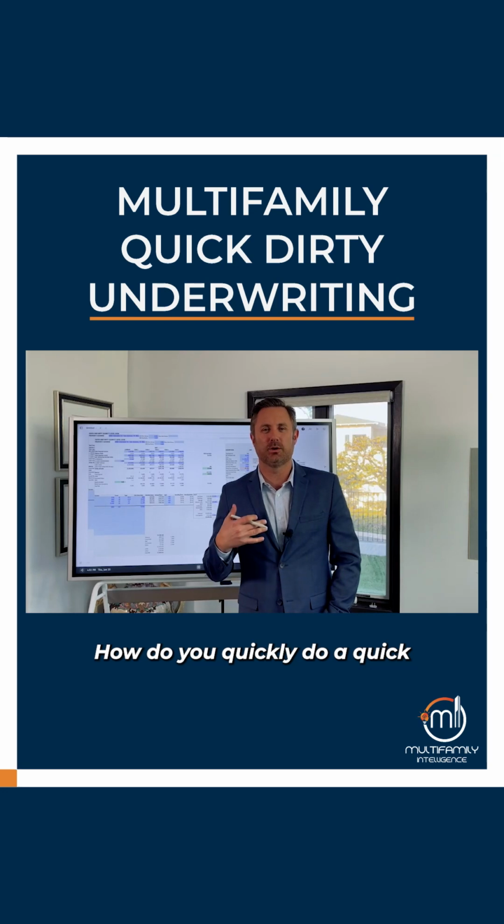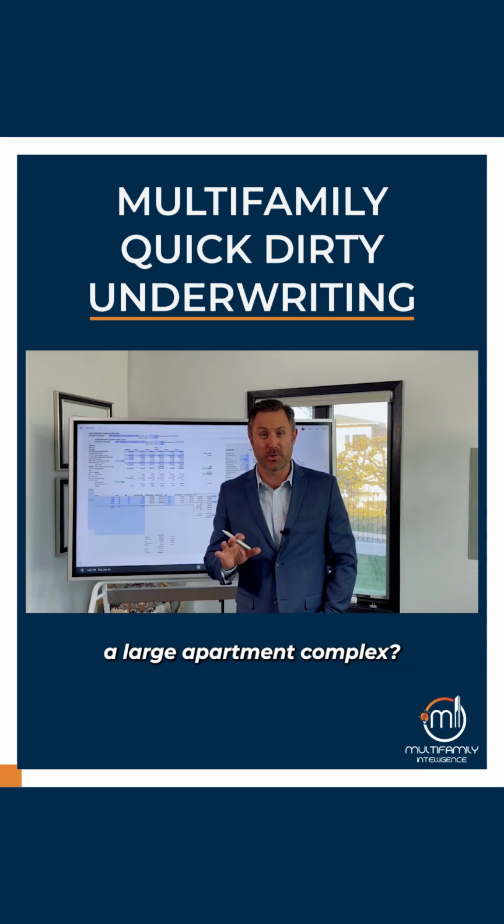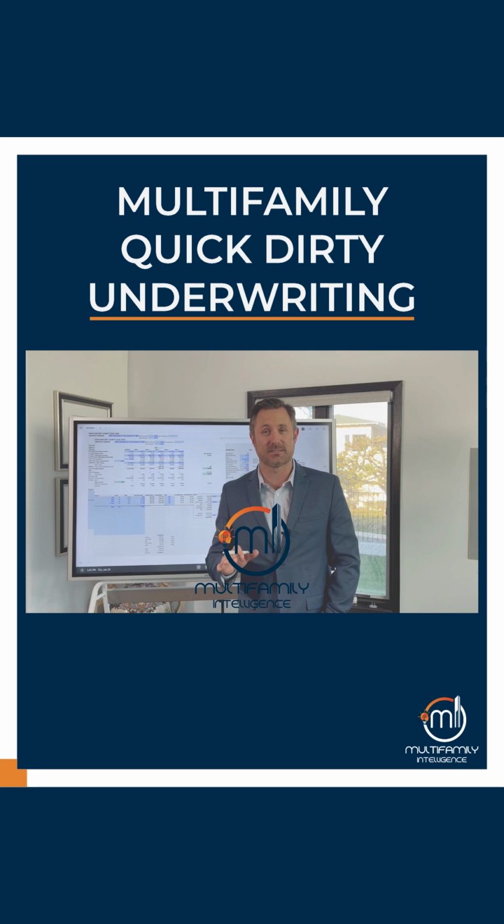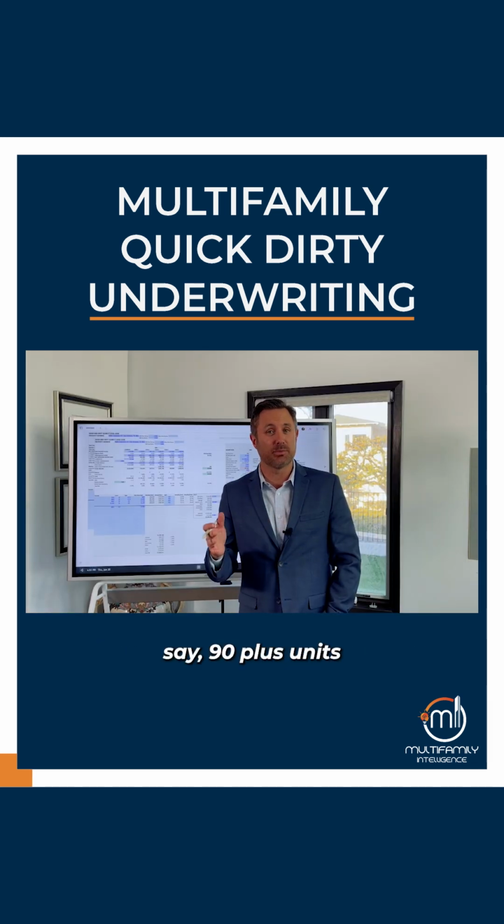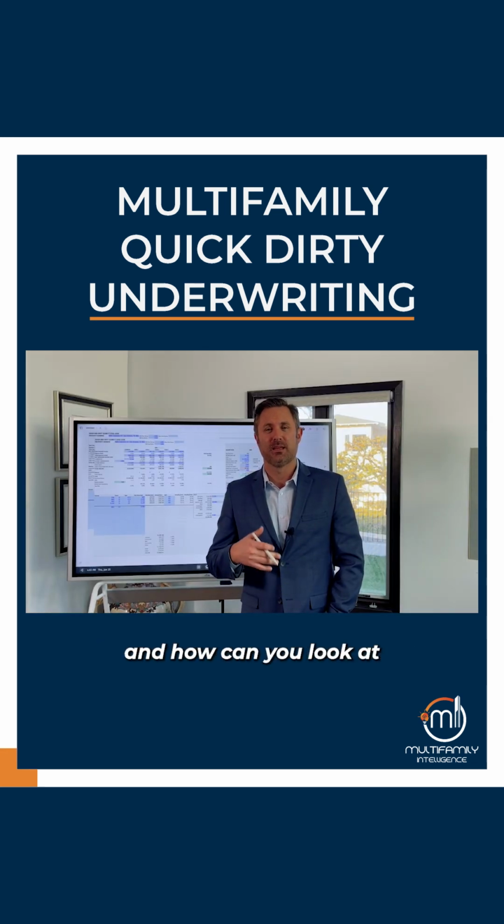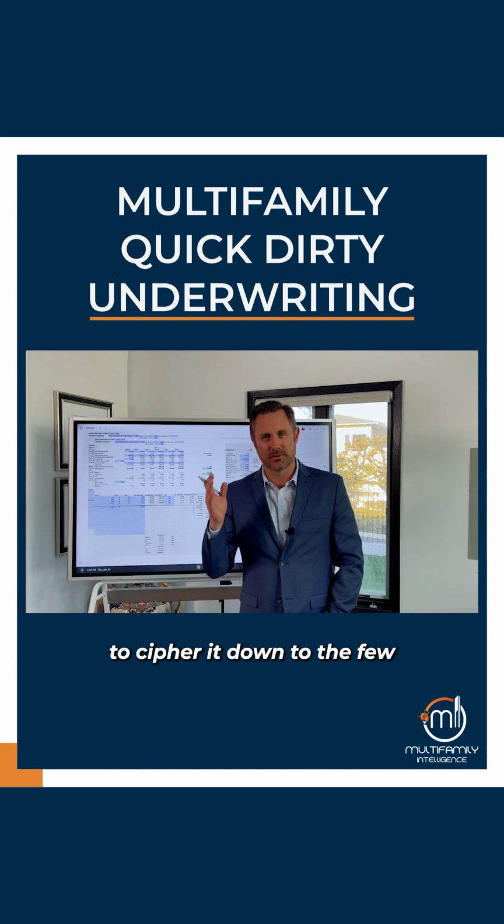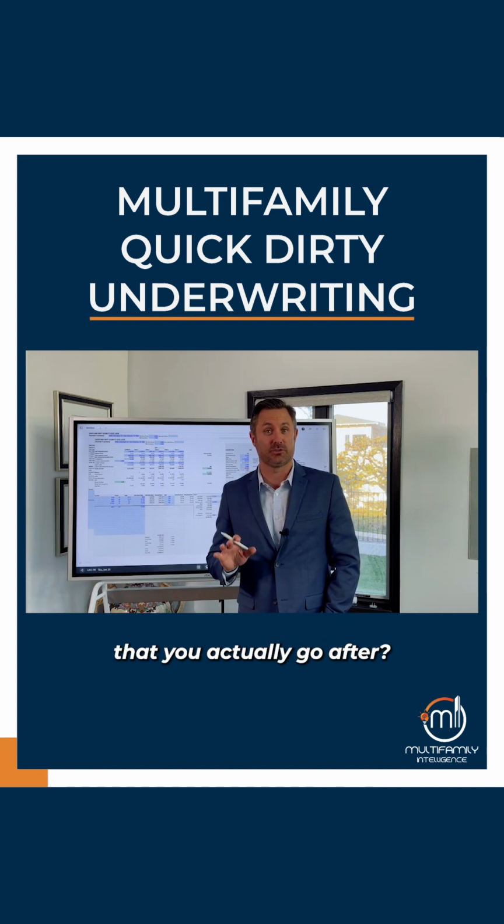How do you quickly do a quick and dirty underwriting of a large apartment complex? Let's say, for example, we're underwriting 90-plus units. How can you look at a lot of deals and then cipher it down to the few that you actually go after?